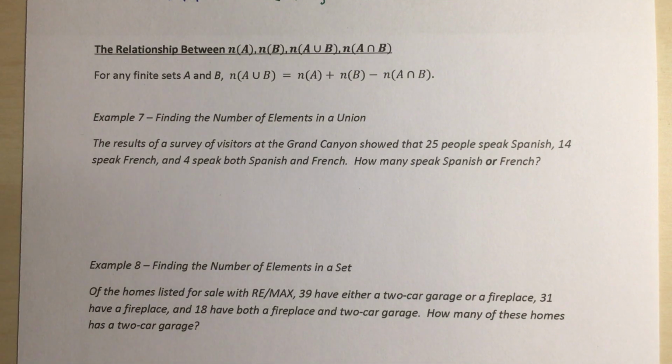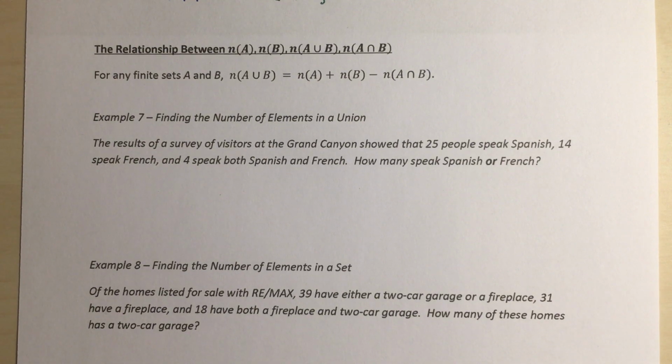All right. As we set up these problems and go through them, I'm going to use this equation. We're going to interpret this little story problem, label some things as we did in chapter 10, make a list of everything that we know, and then go from there. So the results of a survey of visitors at the Grand Canyon showed that 25 people speak Spanish, 14 people speak French, and 4 speak both Spanish and French. How many speak Spanish or French?